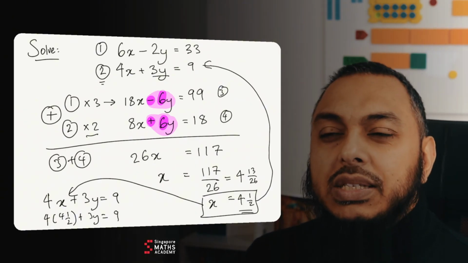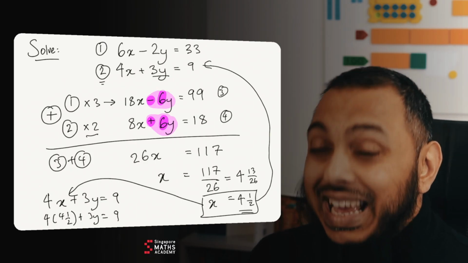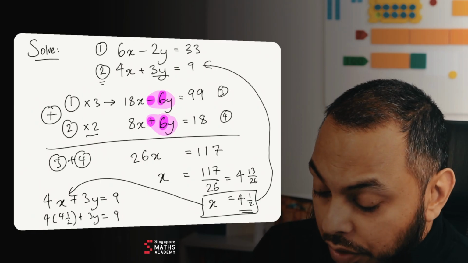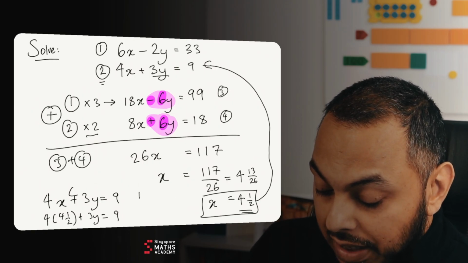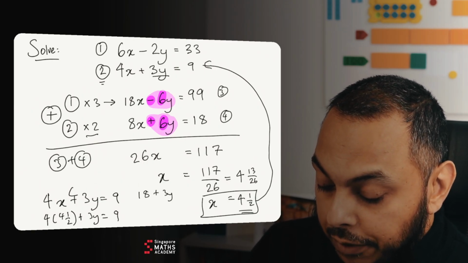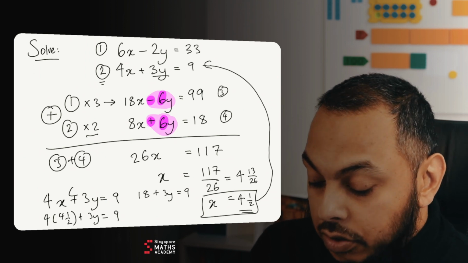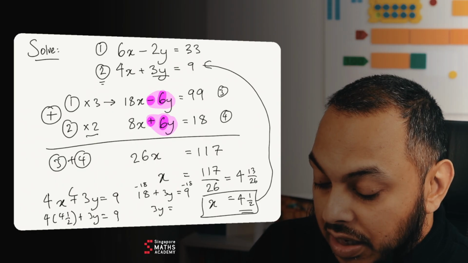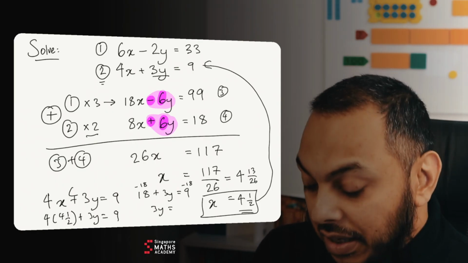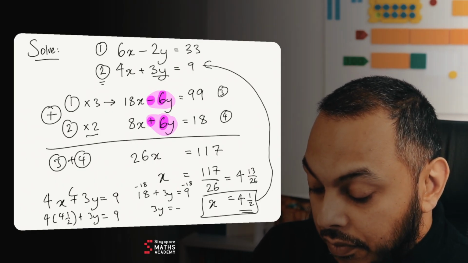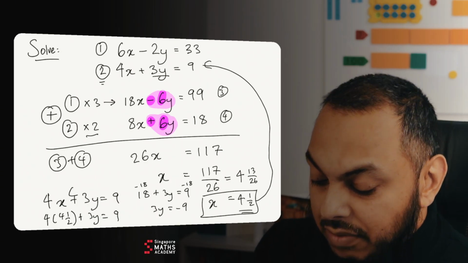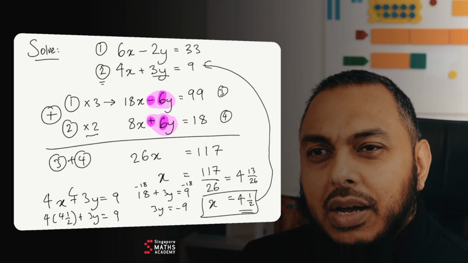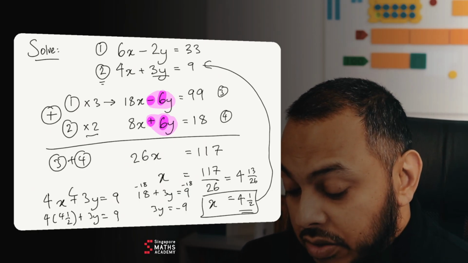4 times 4 is 16. 4 times a half is 2. So that's 18 plus 3y equals 9. So I can rewrite that. I've got 18 plus 3y equals 9. And so 3y must be, if I take away 18 on both sides, negative 9. Is that right? 9 take away 9 is 0. Take away another 9, because 9 and 9 is 18. And so it'd be negative 9.